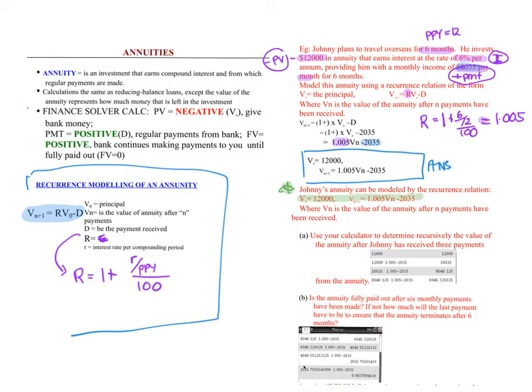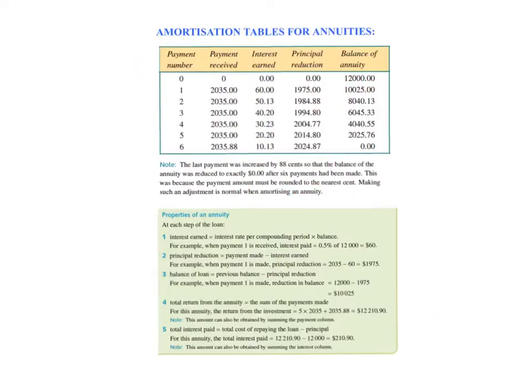So I'll do that on the calculator to show you how to do it on that recursive. Okay, so now we're going to look at an amortization table, but now with annuities. So you've got to be careful. It's still the same thing.